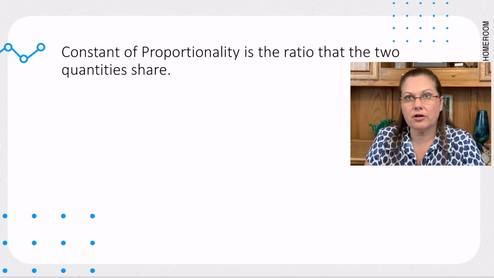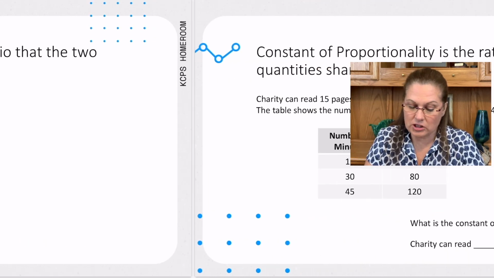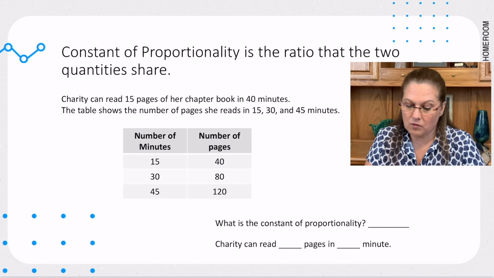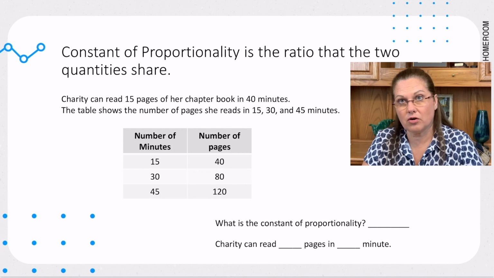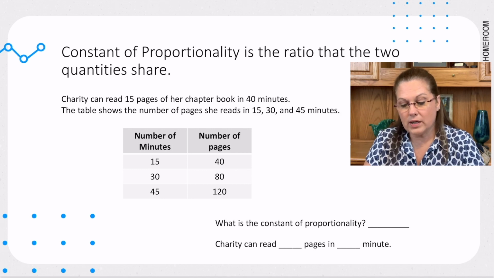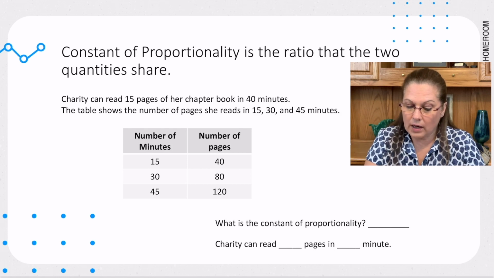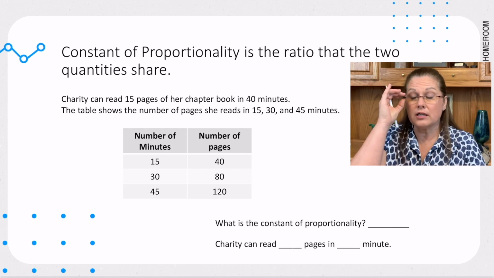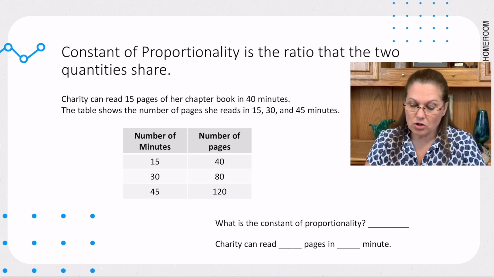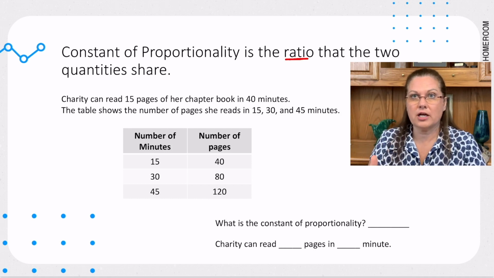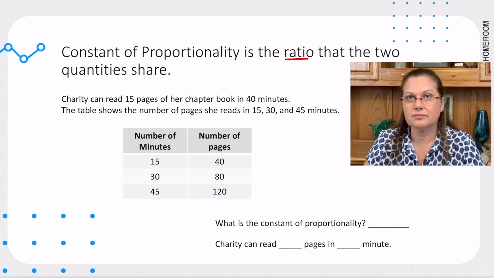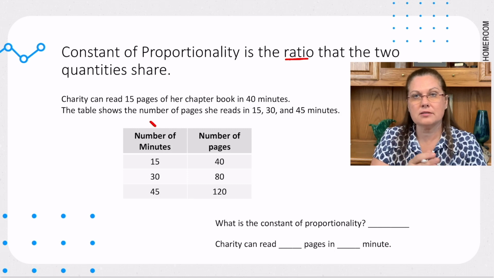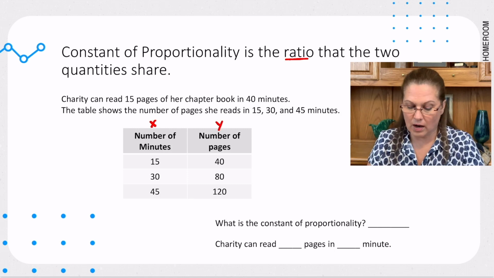So Charity can read 15 pages in her chapter book in 40 minutes. The table shows the number of pages she reads in 15, 30, and 45 minutes. We need to figure out what our constant of proportionality is, or what is the ratio that our two quantities share. So remember, we're going to look at our rate of change between our x value and our y value.